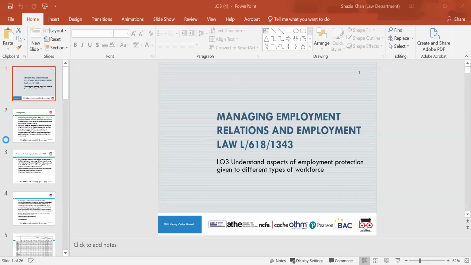Now we're going to go on to look at learning outcome 3 and elements of learning outcome 3, and the importance of that in regards to understanding aspects of employment protection given to different types of workforce. So firstly, a background into employment law, because it's really important to identify what employment law is in regards to elements of it.